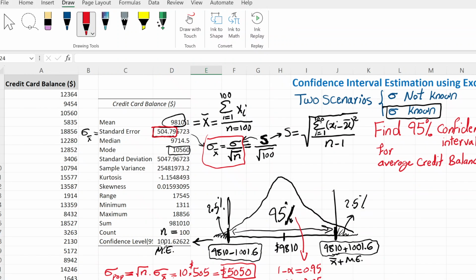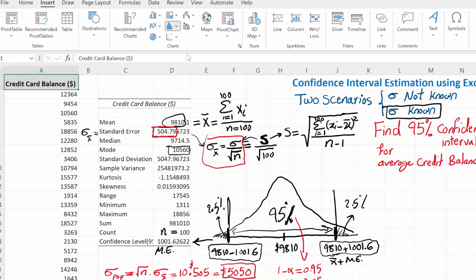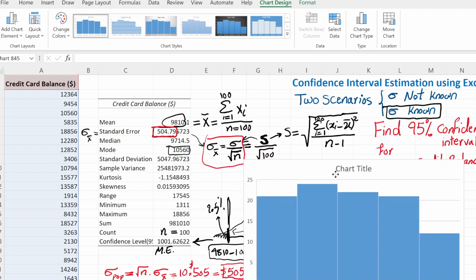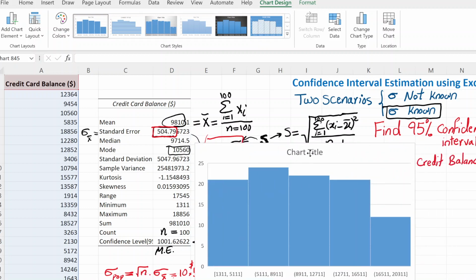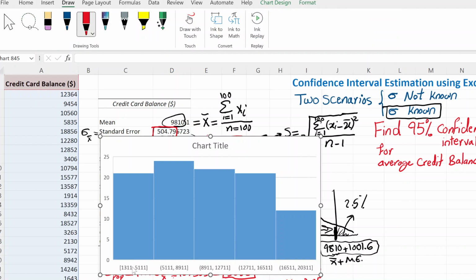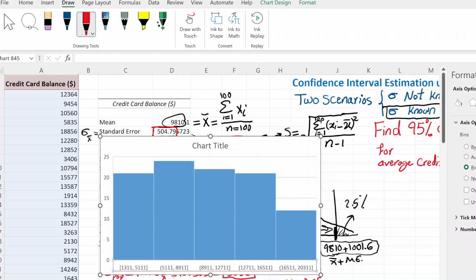Okay, one last point. We are done with the confidence interval, but just to visualize data, one thing we could have done is also notice the histogram. I can go and insert, let's say, a histogram here, and just to visualize what kind of data we are dealing with, let's take a look at the data. On the axis, I'm going to format the axis, and I'm going to select the bin size to be 1000, matching what we had.